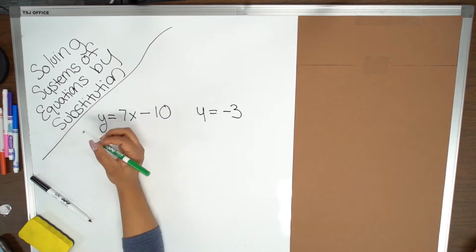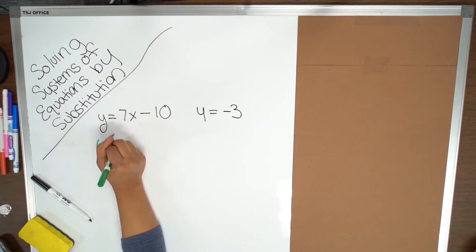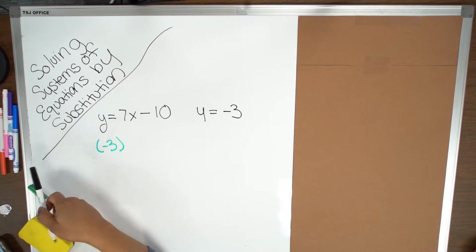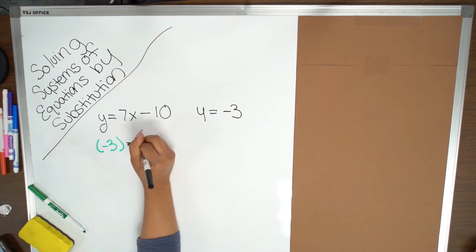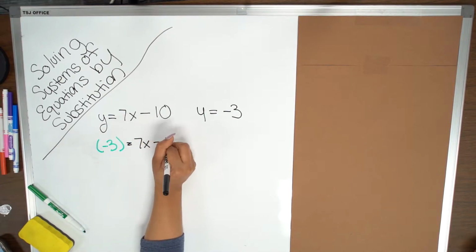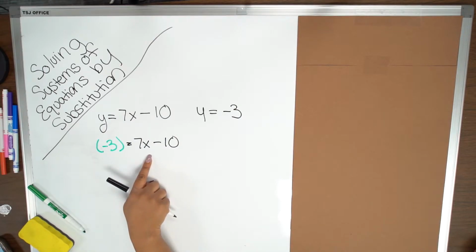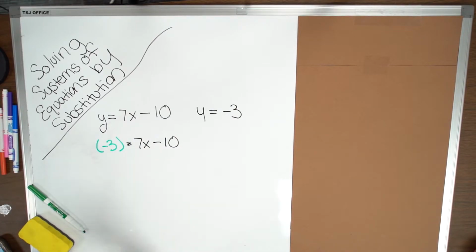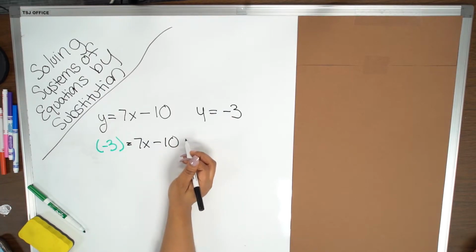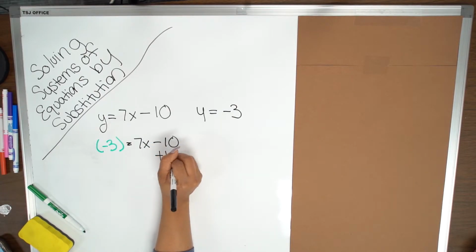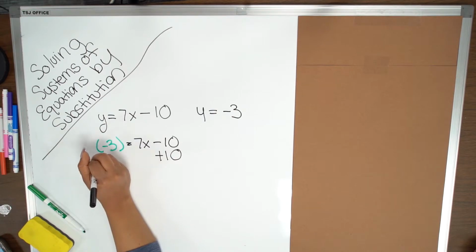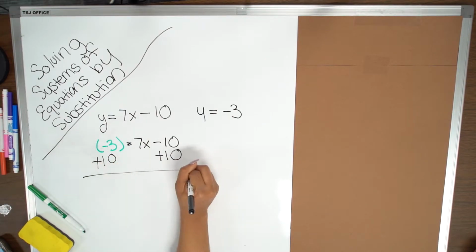So negative 3, and that's just to symbolize the substitution, equals 7x minus 10. All right, so we have to solve this. So this is just like solving an equation. All numbers on one side, all variables, all letters on the other side. So we have negative 10. Opposite of that is plus 10. What you do on one side, you have to do to the other.